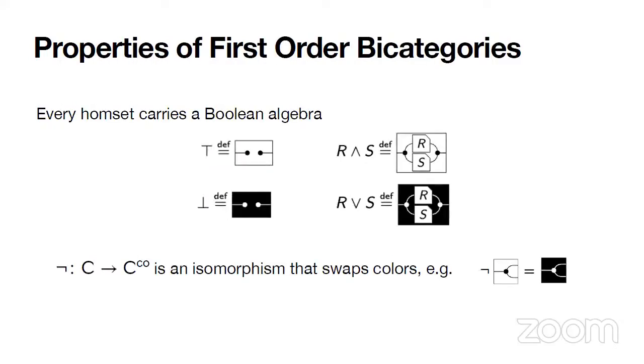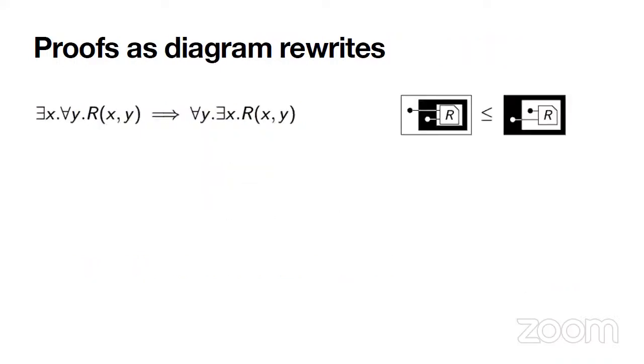An example is, for example, the white copier, whose negative gets to the black copier and vice versa. So I'll show you an example of proofs.